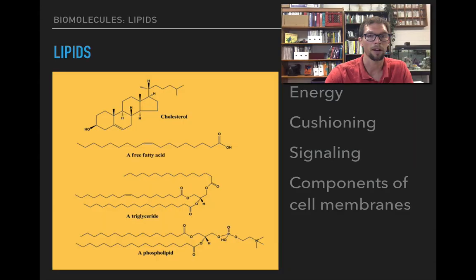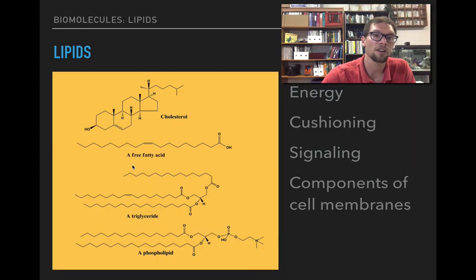What's going to unite them isn't really so much any distinct structural linkage so much as they are all hydrophobic. So they all contain a lot of nonpolar bonds. So there's a lot of carbon-carbon bonds going on here, like there are with others. But there's also a lot of carbon-hydrogen bonds, which is another nonpolar bond.